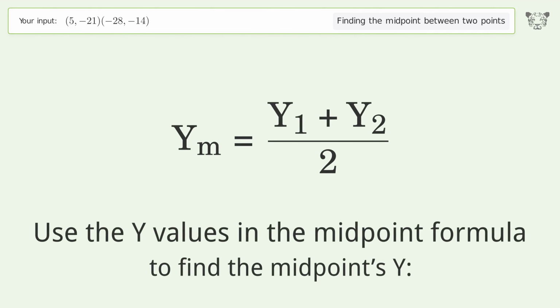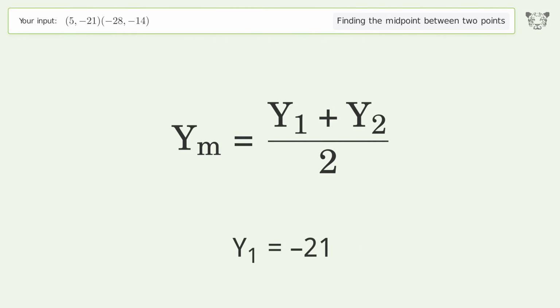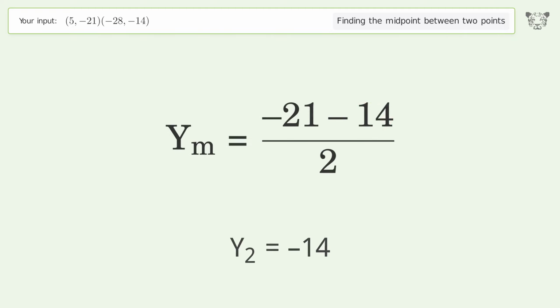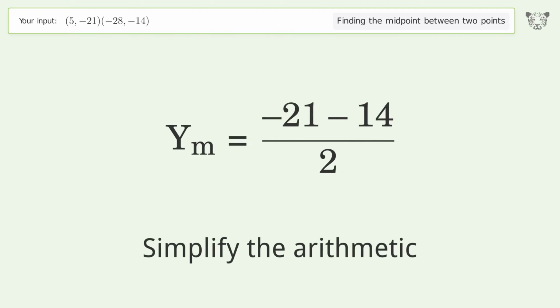Use the y values in the midpoint formula to find the midpoint's y. y1 equals -21. y2 equals -14. Simplify the arithmetic.